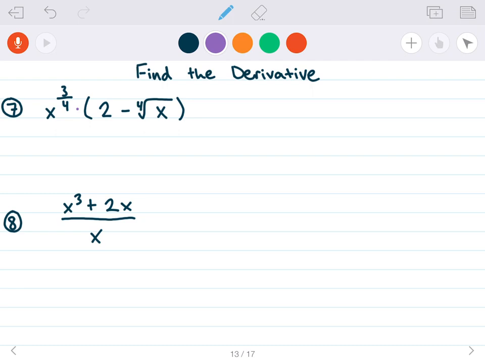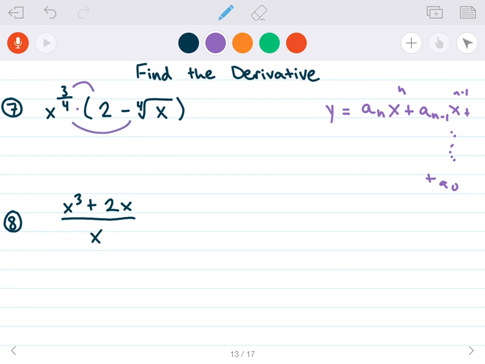We want it to look like, let's see, how about a sub n x to the n, plus a sub n minus 1 x to the n minus 1, plus dot dot dot, plus a sub 0. So this is polynomial form. Those are all coefficients. We want this thing to look like a polynomial at the end of the day. So I'm going to distribute this guy in there to do just that.